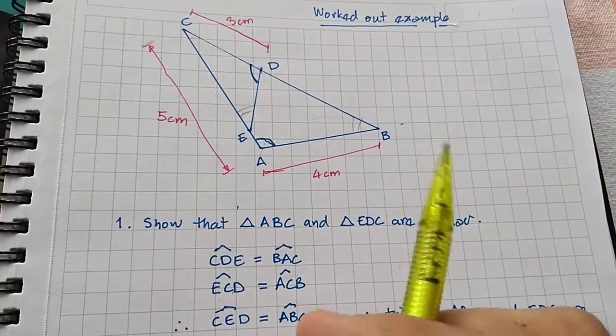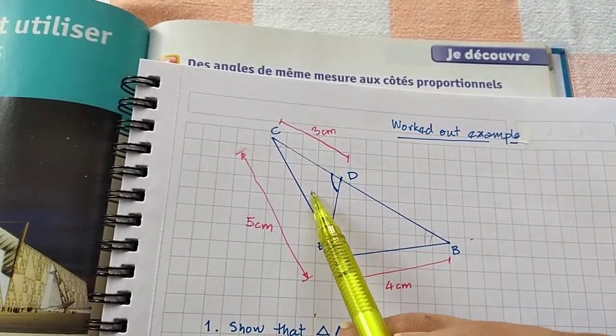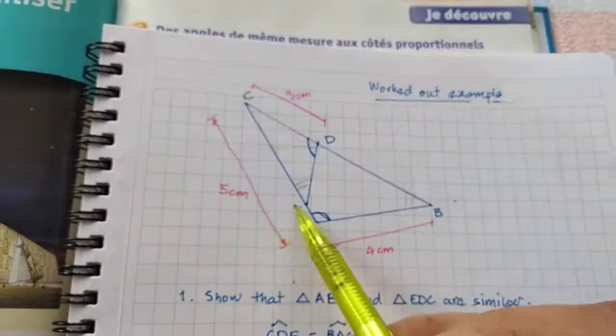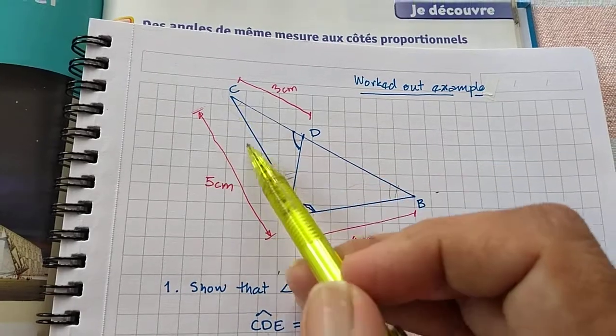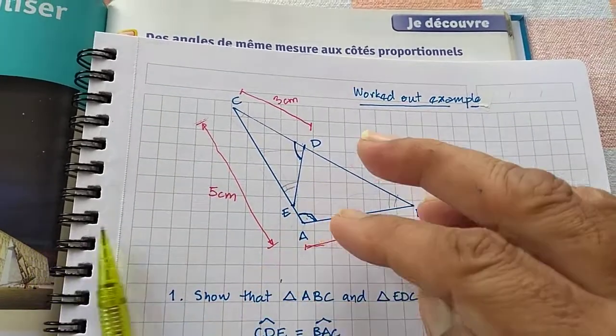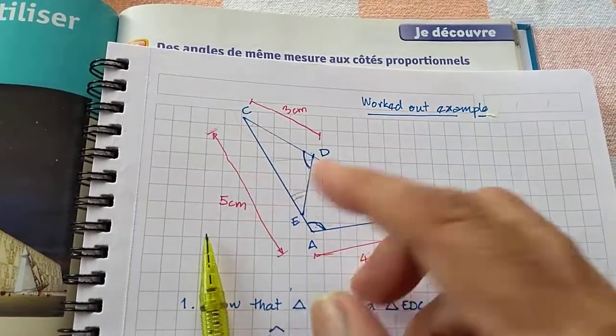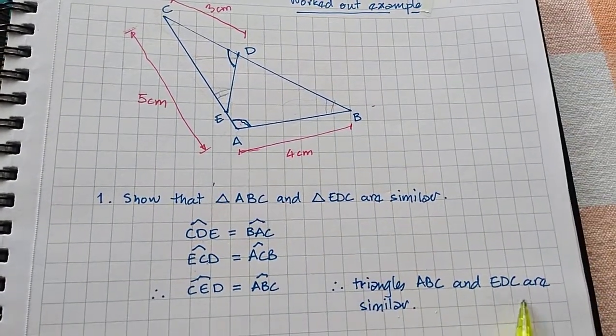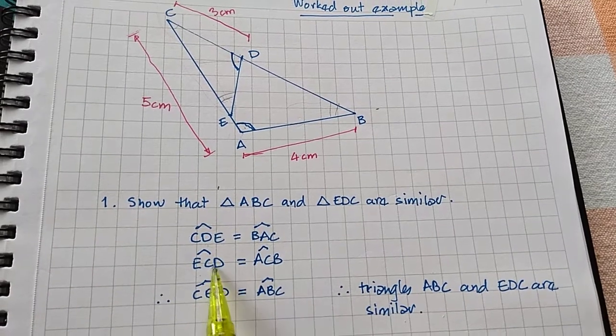They don't look similar. You would have expected that if they wanted to look similar, they would look like this, a traditional configuration of Thales. But here this is flipped. So that is why it is looking a little odd. But triangles ABC and EDC are similar because their angles two by two are all equal.